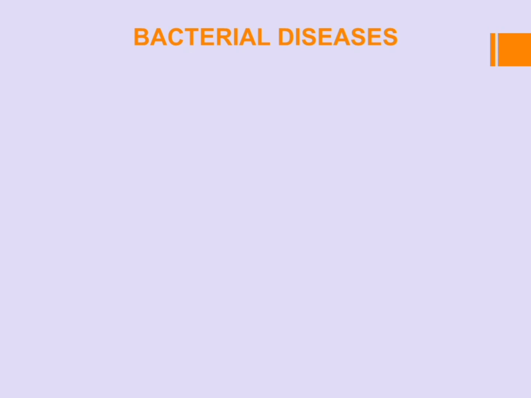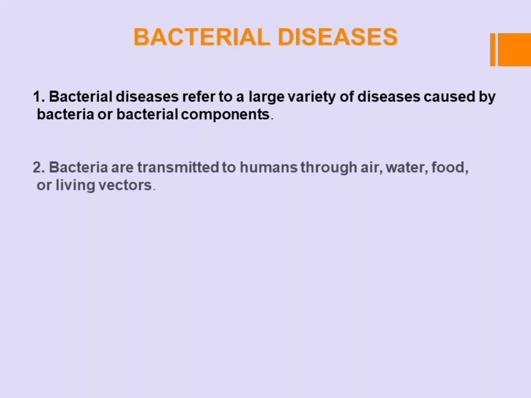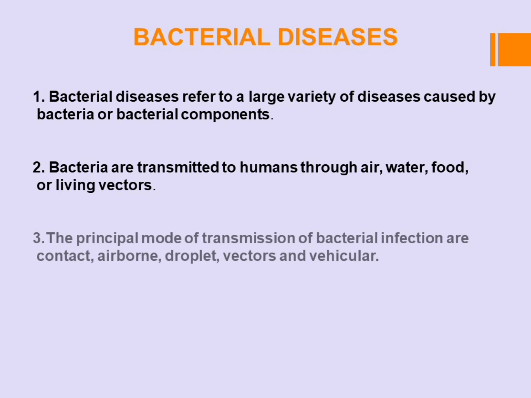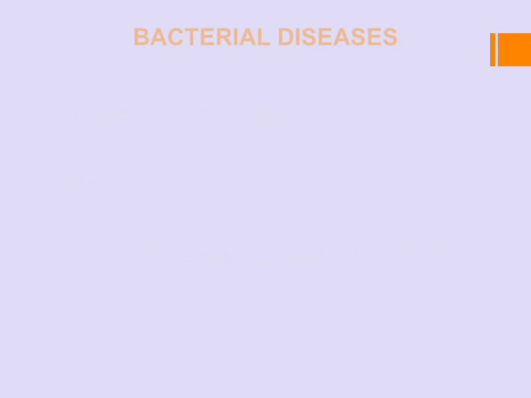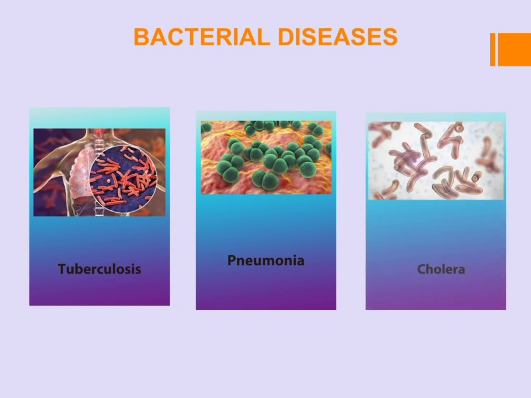Bacterial diseases refers to a large variety of diseases caused by bacteria or bacterial components. Bacteria are transmitted to humans through air, water, food, or living vectors. The principal modes of transmission of bacterial infection are contact, airborne, droplets, vector, and vehicular. Some of the diseases are explained here, that is tuberculosis, pneumonia, and cholera.